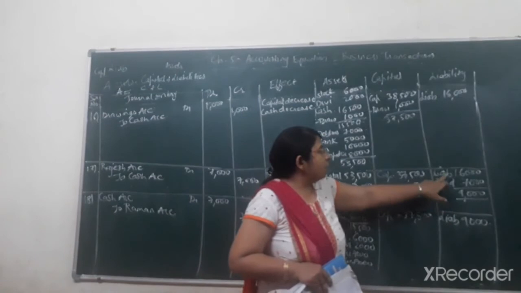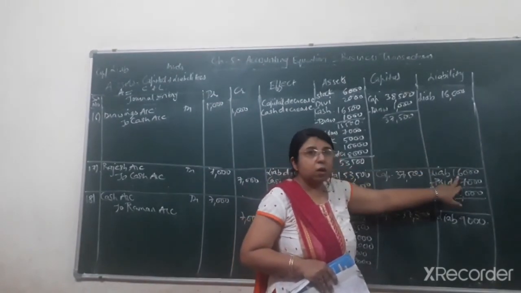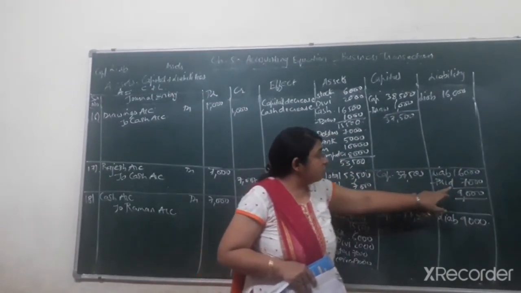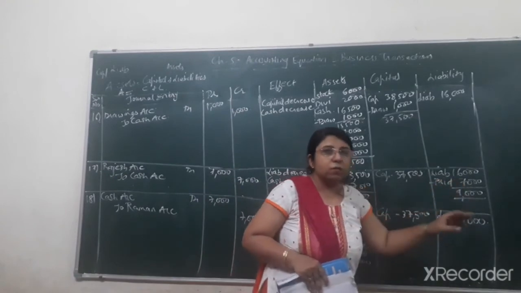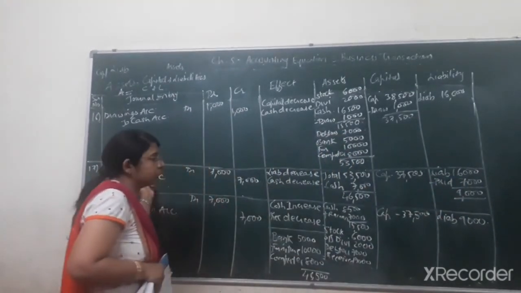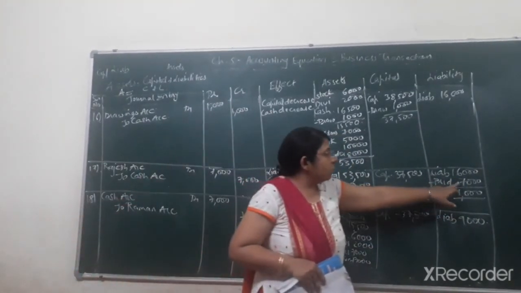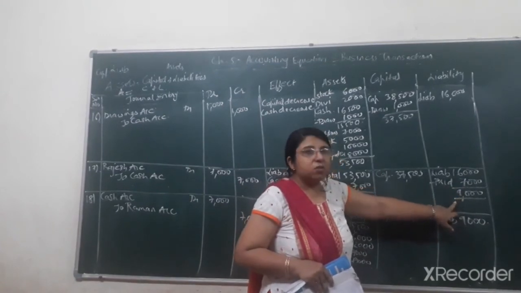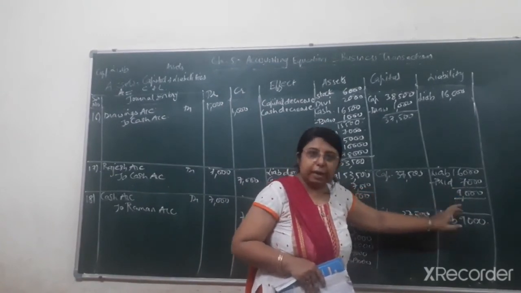And in case of liability, the previous balance was 16,000. Now the liability will be decreased by rupees 7,000 because now we are paying 7,000 to Rajesh. So 7,000 liability will be reduced. So now the balance of liability will be only rupees 9,000.